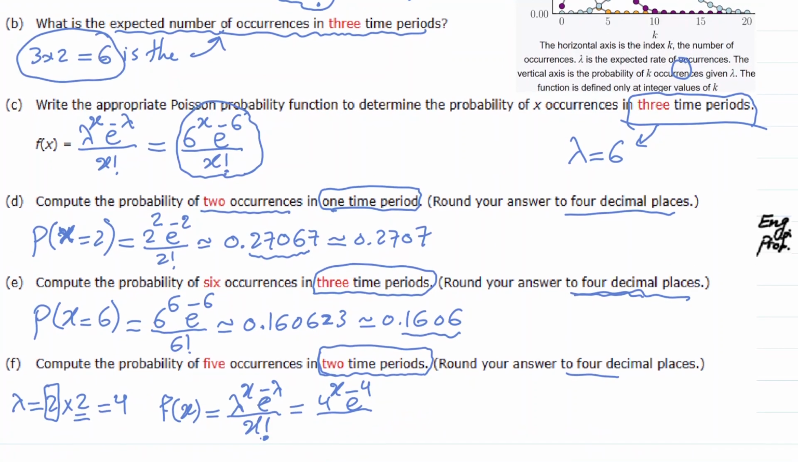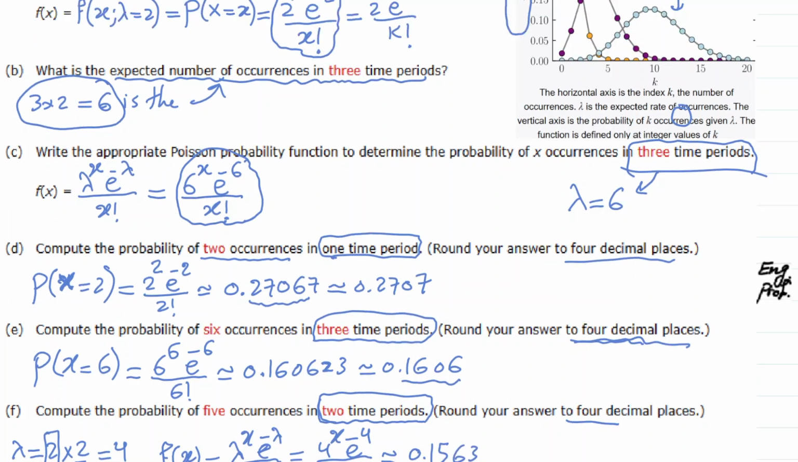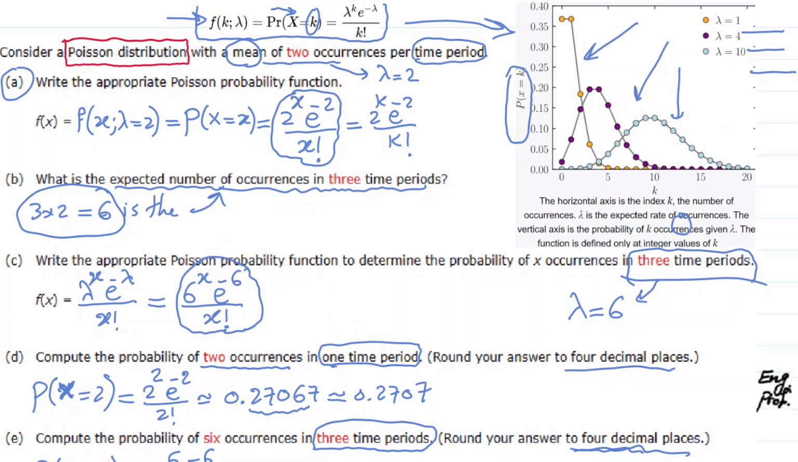Okay, let me shift it up. What I wrote is lambda is 2 times 2, 4, and then f of x is lambda to the x, e to the negative lambda, divided by x factorial. That's the general formula for the Poisson probability distribution function. And then lambda is 4, so 4 to the x, e to the negative 4, divided by x factorial. You can compute this, and if you approximate to 4 decimal places, you end up with about 0.563.